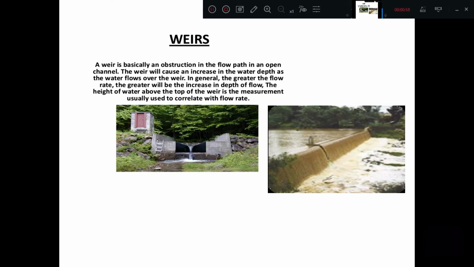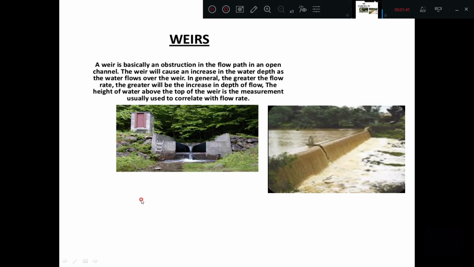As you all know, a weir is basically an obstruction in the flow path in an open channel. The weir will cause an increase in the water depth as the water flows over the weir, and in general, the greater the flow rate, the greater will be the increase in the depth of flow, and the height of water above the top of the weir is the measurement usually used to correlate with the flow rate. So we all know the definition of weir and the function of weir also.